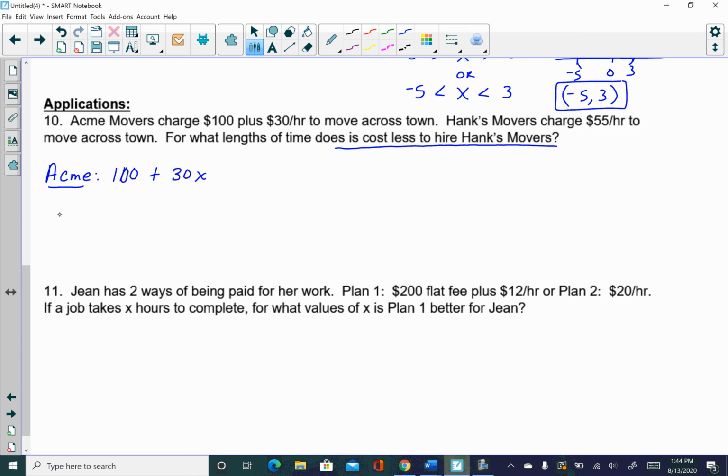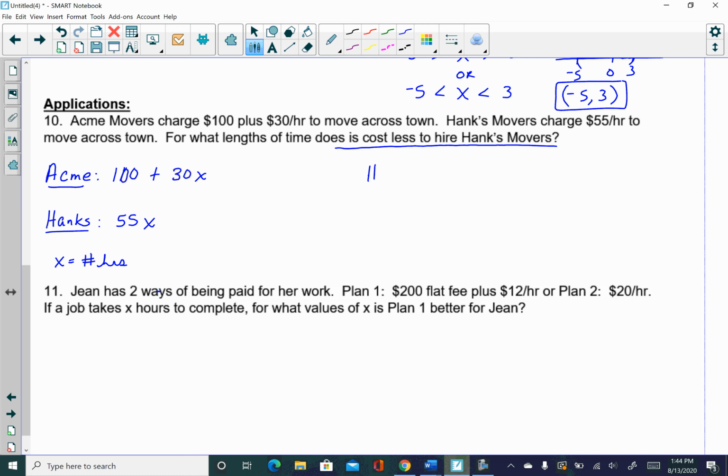Okay. Hanks movers, on the other hand, just charges a flat $55 per hour, so we could calculate their cost by just saying 55x, where in both of these expressions, x stands for the number of hours that you hire them. So now let's look at our last sentence. Let me write that x equals the number of hours. For what lengths of time does it cost less to hire Hanks movers?